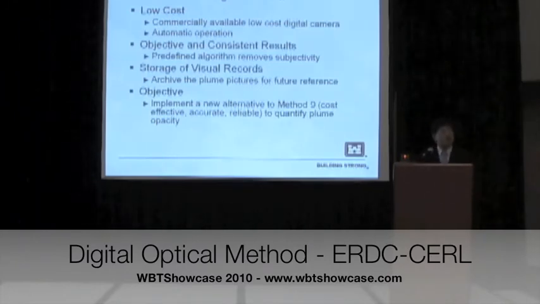So we developed this so-called DOM method, digital optical methods. I'll briefly tell you what is the strength of this method. It is low cost. We use a regular digital camera, an off-the-shelf $100, $200 camera. We use that as our measurement method. We can do this automatically. Rather than subjective, it's objective because we have a picture and we analyze the picture image. So it's much more objective, and also, we can have consistent results.